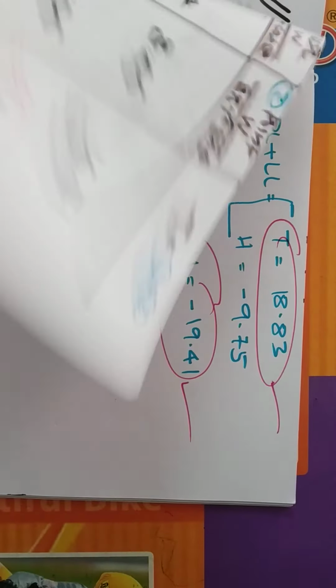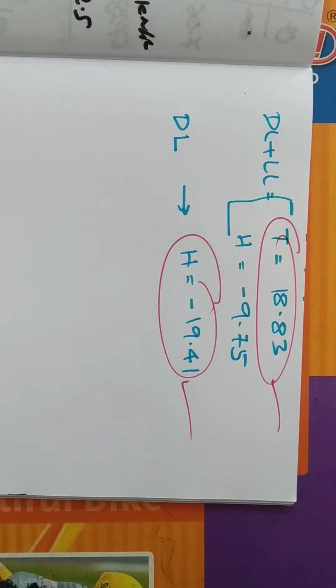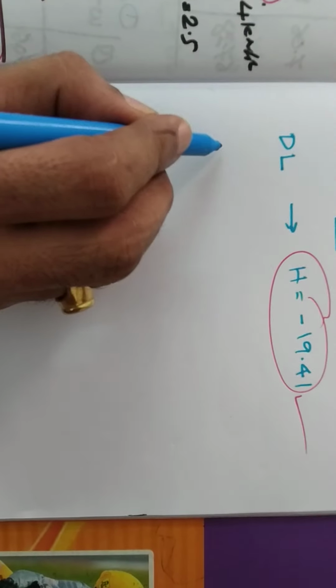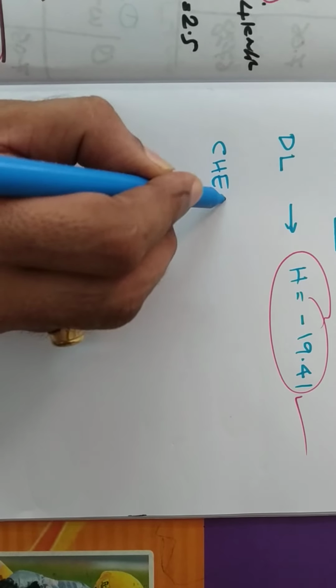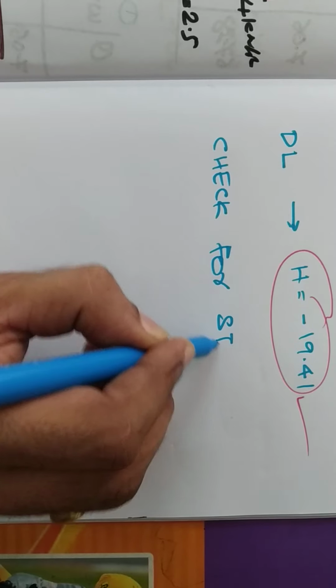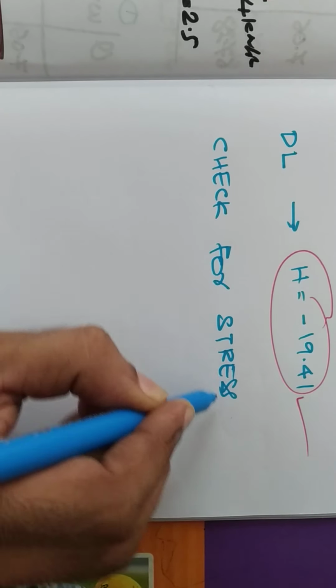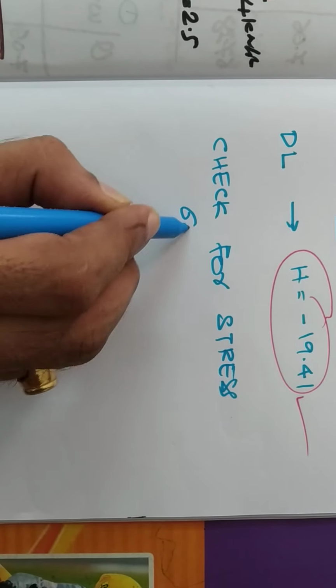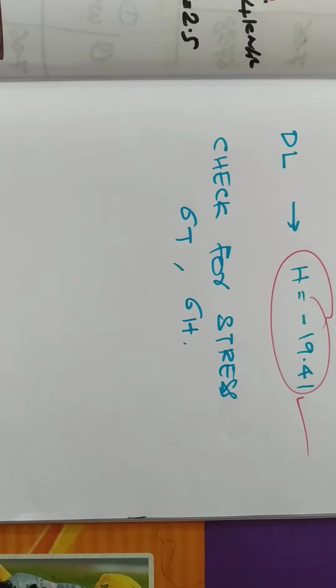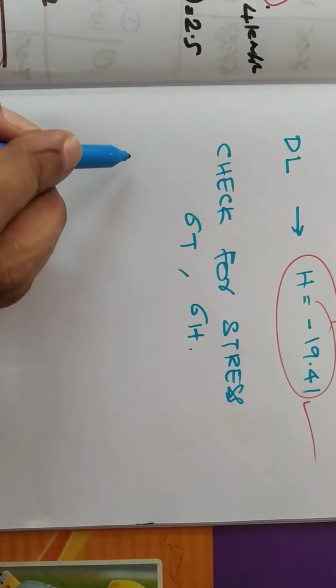Right, because all cases negative is coming here, so let us take this value. So what is the next step? The next step will be to check for stresses, that is sigma T and sigma H. Okay, sigma T and sigma H we need to calculate. Let us calculate sigma T.